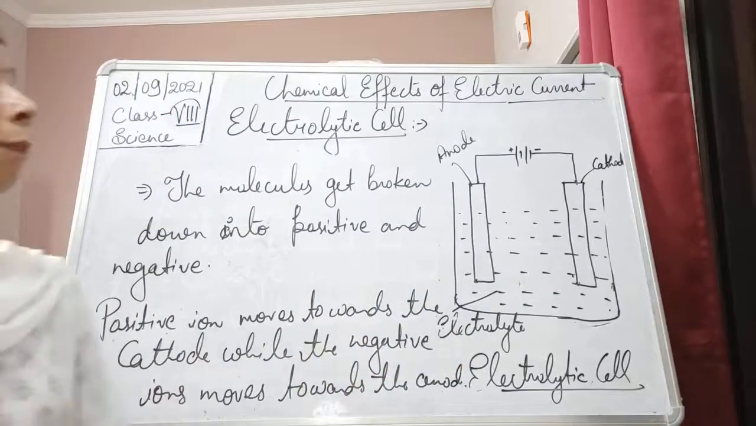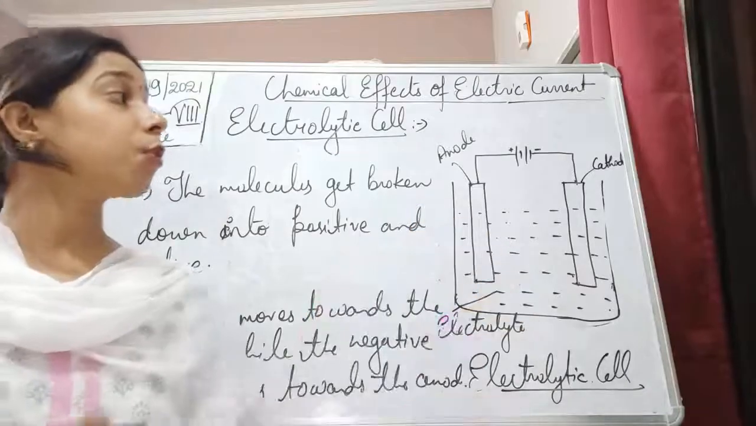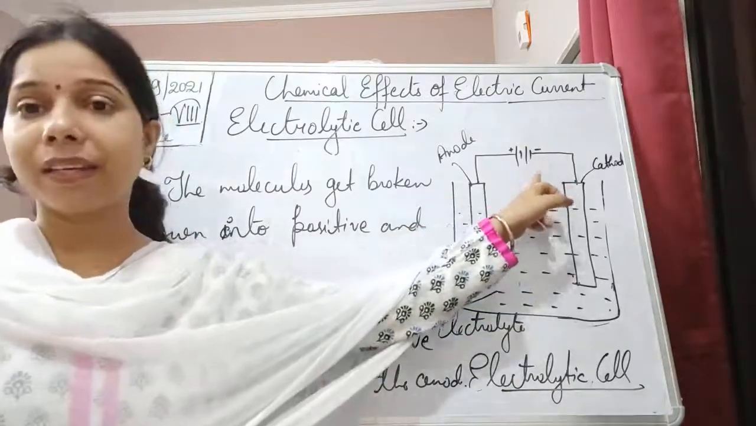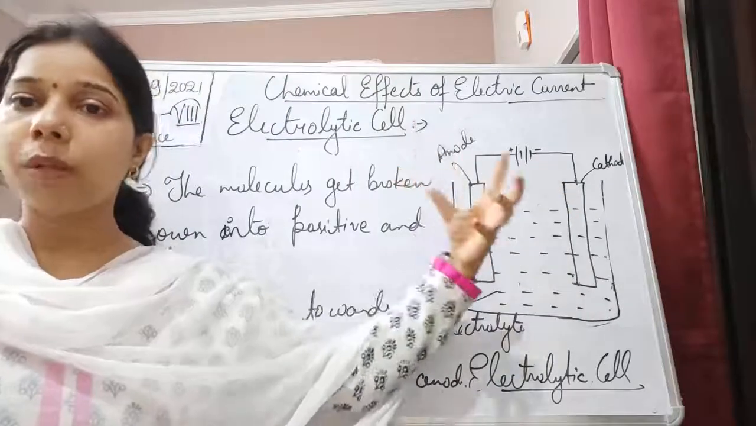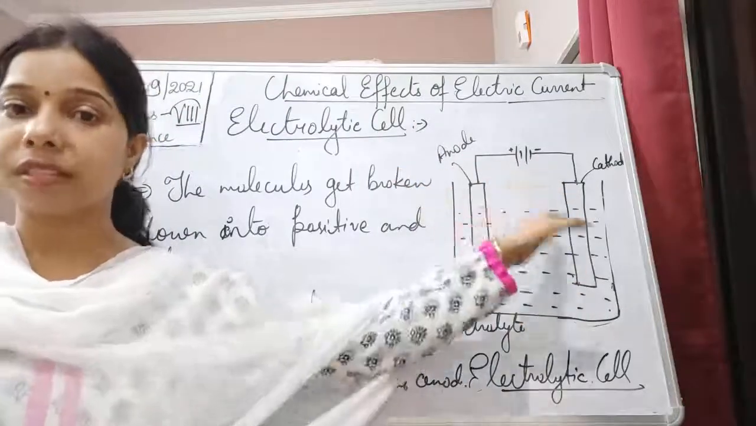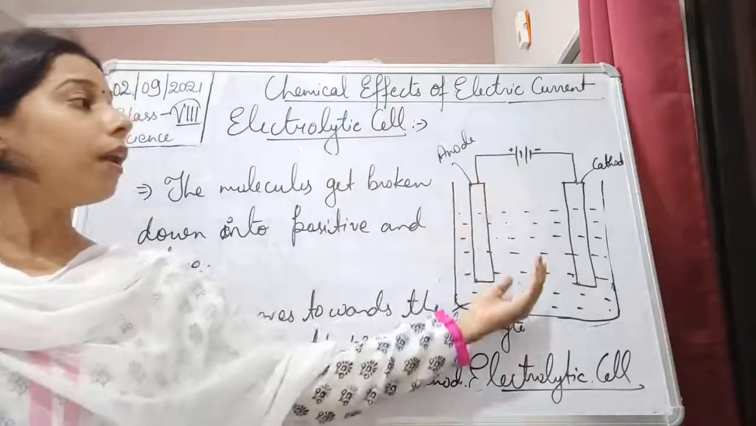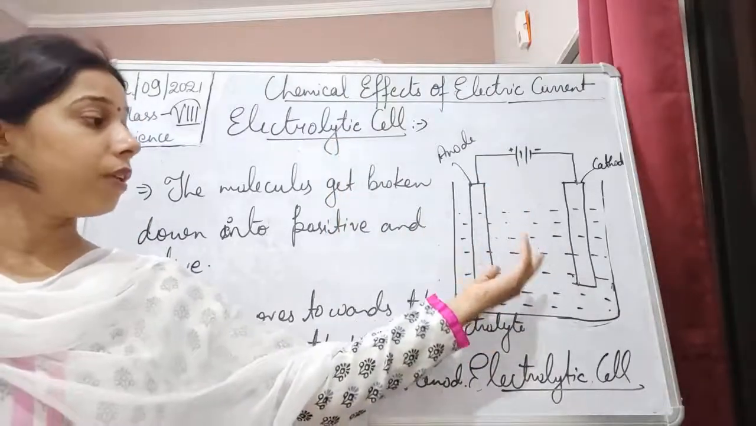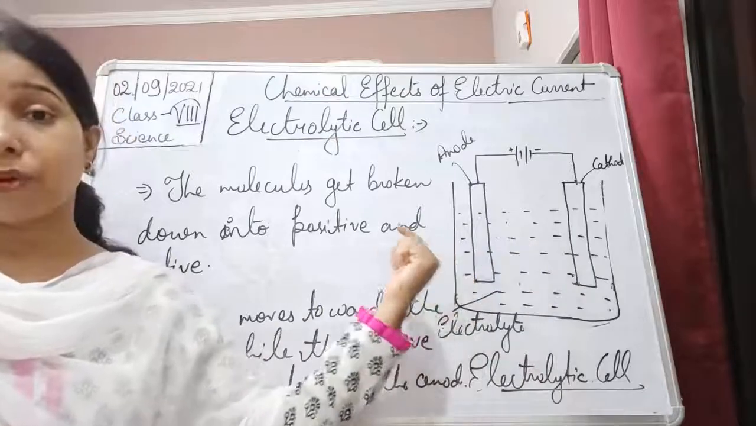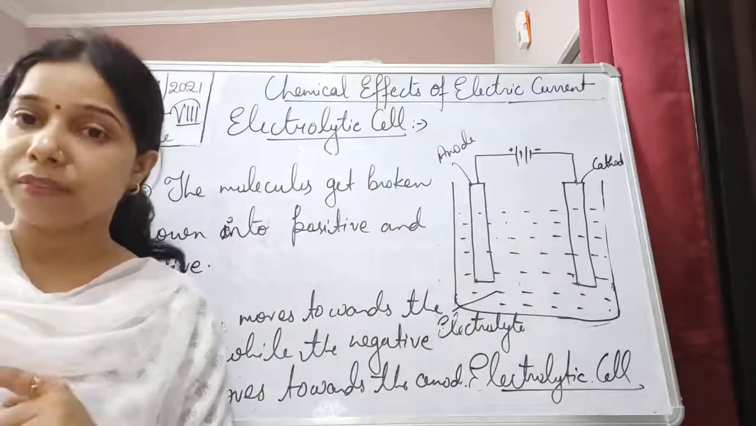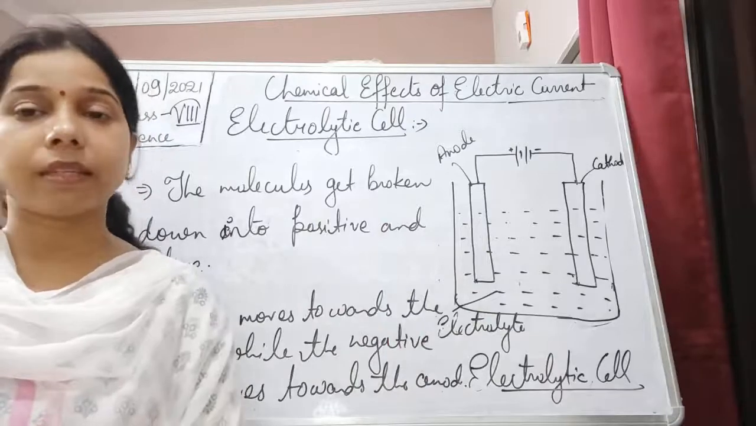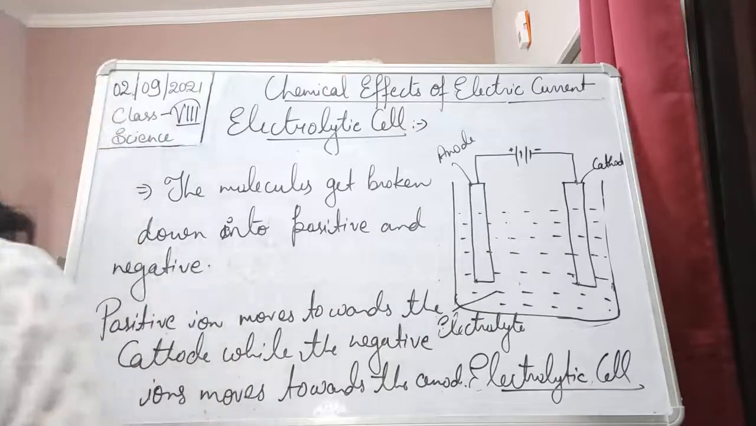Generally the positive ion will start moving towards the cathode. Why is it so? Because the cathode is the negatively charged terminal. So all the positive ions will start moving towards the negatively charged electrode, while the negative ions will start moving towards the anode, which is a positively charged electrode, and thus the further reaction will take place in the electrolytic cell, students.